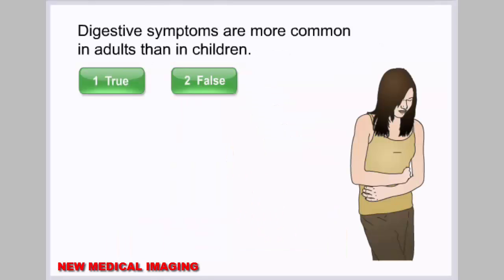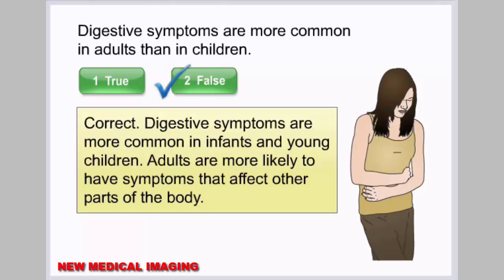Digestive symptoms are more common in adults than in children. Select true or false. Correct. Digestive symptoms are more common in infants and young children. Adults are more likely to have symptoms that affect other parts of the body.